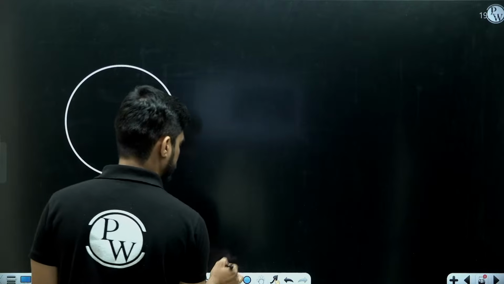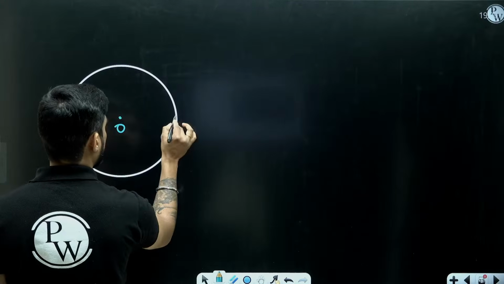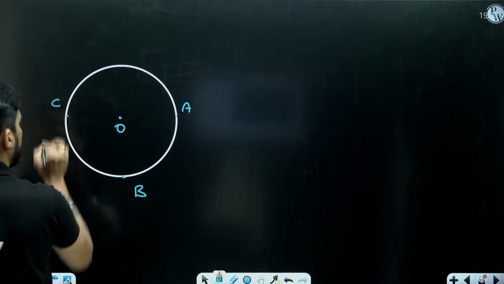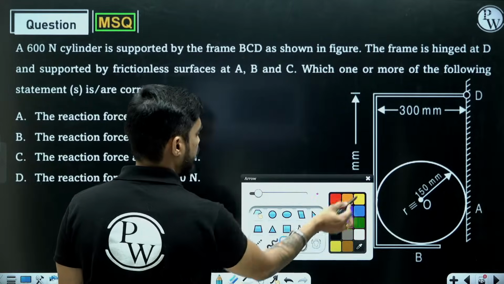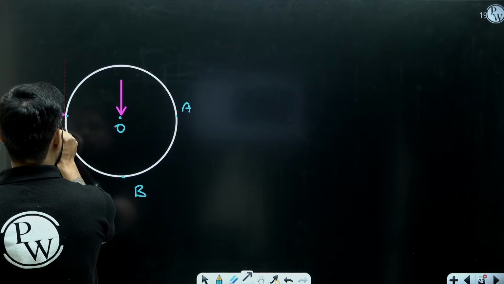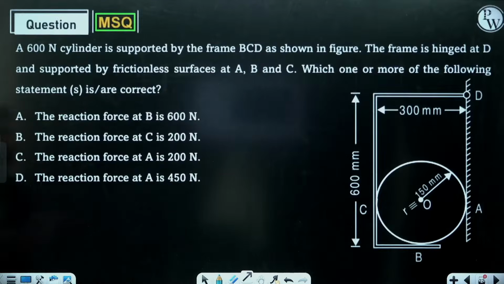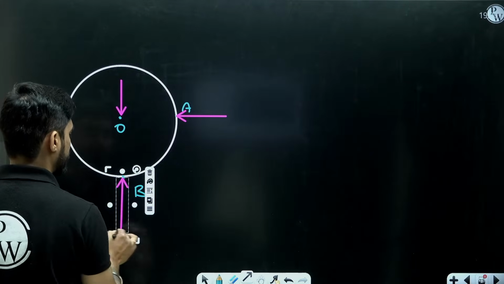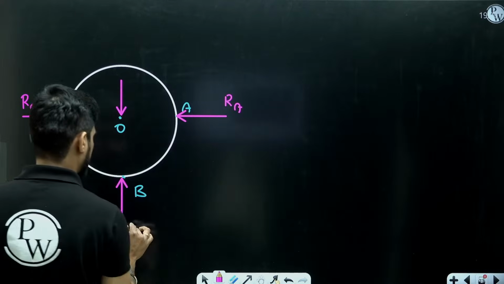So this is our cylinder. Let me draw the points A, B, C and the center is O. This is the center O. This is A, this is B, this is C. So if I draw the free body diagram, we will have the weight of the cylinder acting at the center, 600 Newton. Then there will be reaction at C, normal to the surface. There will be reaction at A, normal to the surfaces. Both the surfaces are vertical, so reactions at A and C are horizontal. And normal reaction at B, the surface is horizontal, so the reaction will be vertical. So this is RC, this is RA, this is RB.